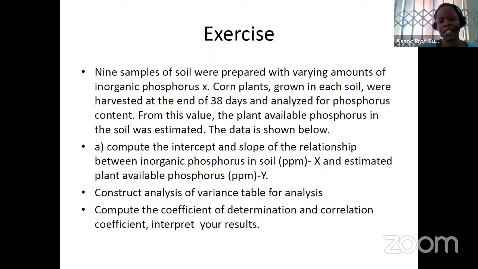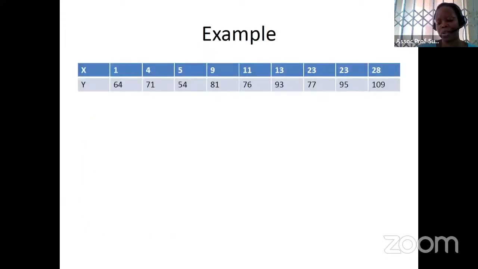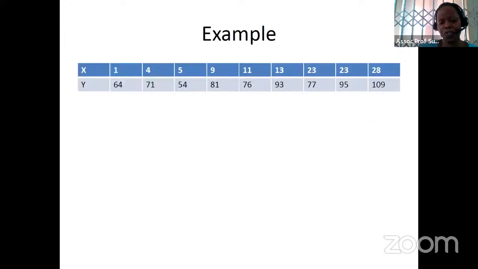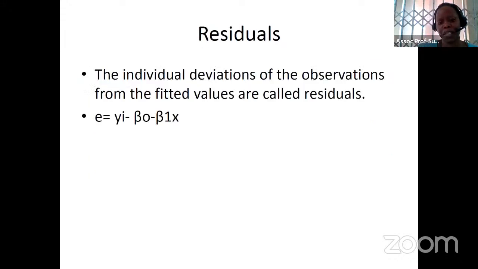So there's an exercise here for you, but later on you can do it at your own pace. There were 9 samples of soil prepared at various amounts of inorganic phosphorus and then applied to the soil. They wanted to see how much is absorbed by the plants. So the absorbed phosphorus was measured after 38 days. You will do that in your free time to be able to practice.